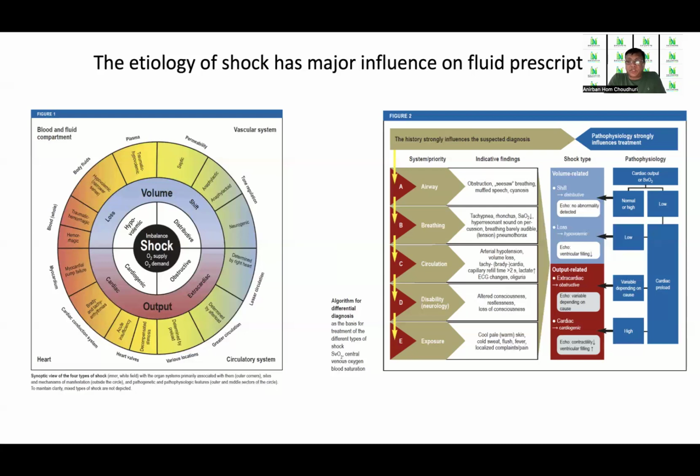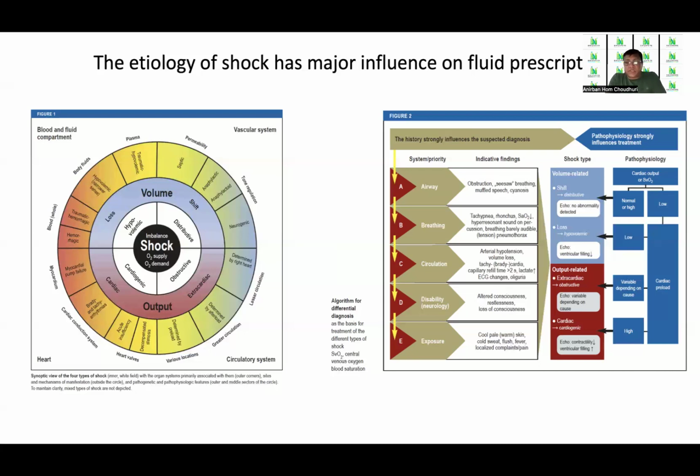So in those patients, probably the correction of the volume, even with an error on the higher side, may be fruitful in reaching the endpoints. In contrast, in patients with cardiac and extracardiac, that is obstructive shock, they will have arterial hypotension, volume loss with tachycardia or bradycardia, prolonged capillary refill time, a rise in lactates, alongside an altered consciousness or restlessness with cold, clammy skin, and cold sweat, flush, and fever.